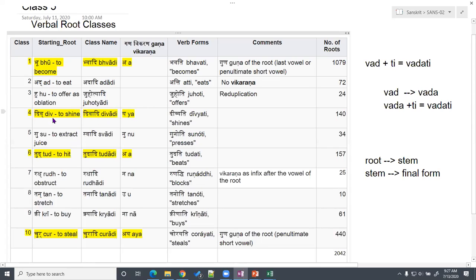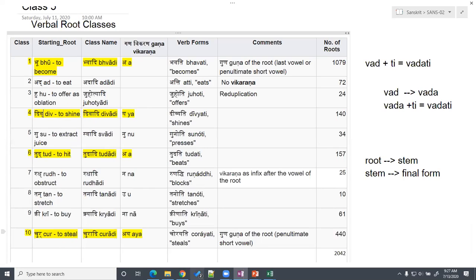Then Divadi. Div is the first root of the fourth class. There is no particular logic as to which is the first root of the class. It is just that some root will be the first root. So Div happens to be the first root as Panini classified. So it's called Divadi. Then Su, Swadi; Tud, Tudadi; Rudh, Rudhadi; Tan, Tanadi; Kri, Kriyadi; Chur, Churadi.